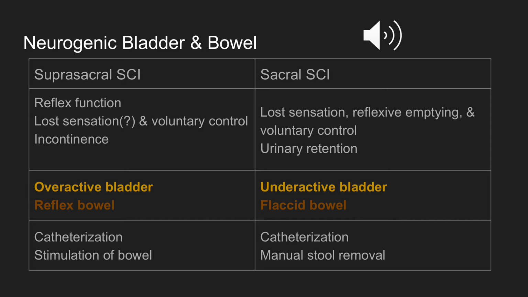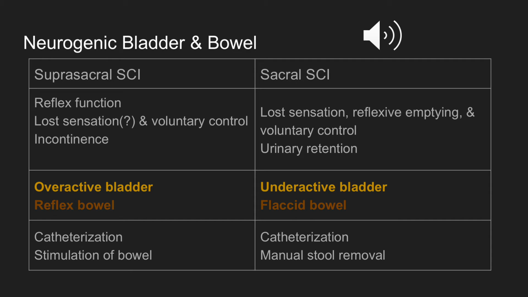I put a question mark because sometimes they do still have sensation, but they will not have voluntary control of their bowel and bladder, so this will make them incontinent, and this is known as overactive bladder and reflex bowel. The overactive bladder will require catheterization, and the reflex bowel will sometimes require stimulation of the bowel, but usually this is just happening on a reflexive basis, and they just can't control their bowel.